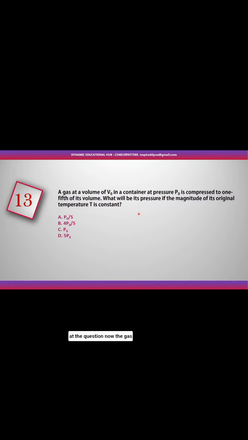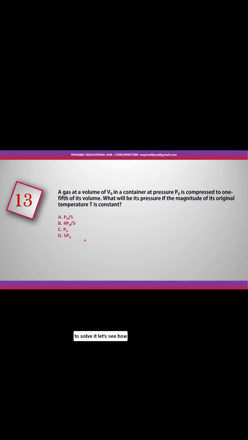And look at the question. Now the gas is compressed to 1/5 of the volume, which means that you have reduced the volume of the gas by 5. You multiply the volume by 1/5 here. So when you compress a gas by 1/5, you have increased the pressure with a multiple of 5.